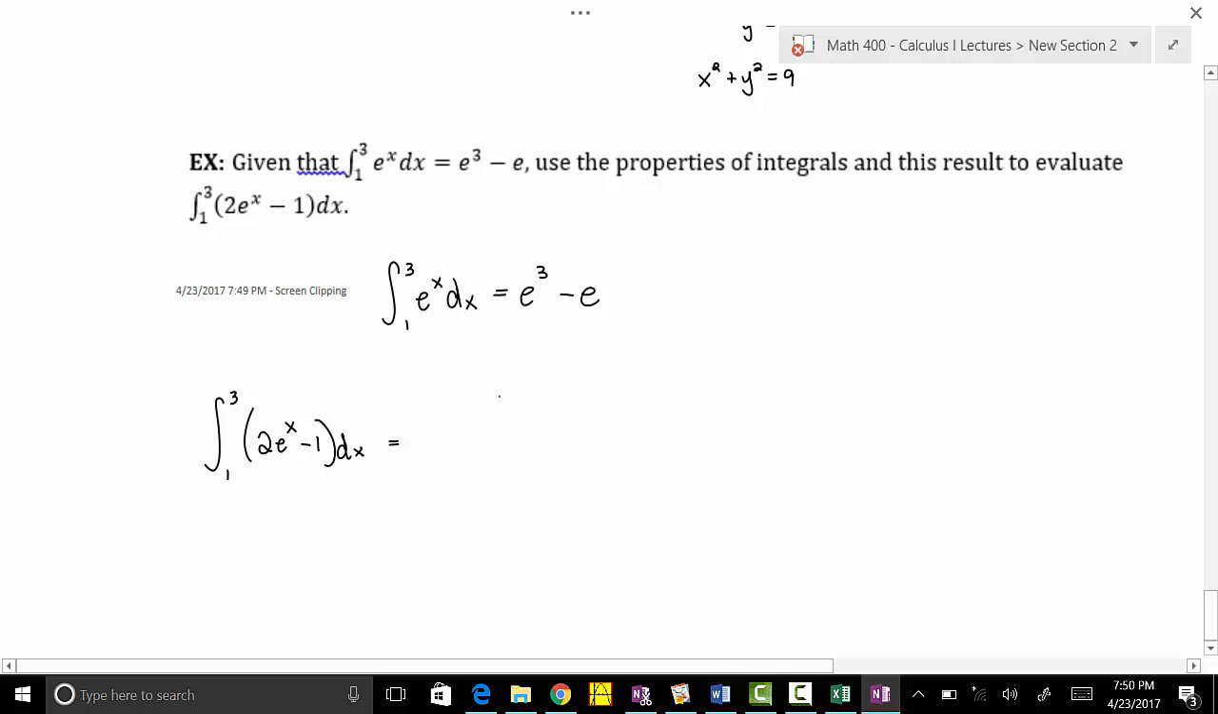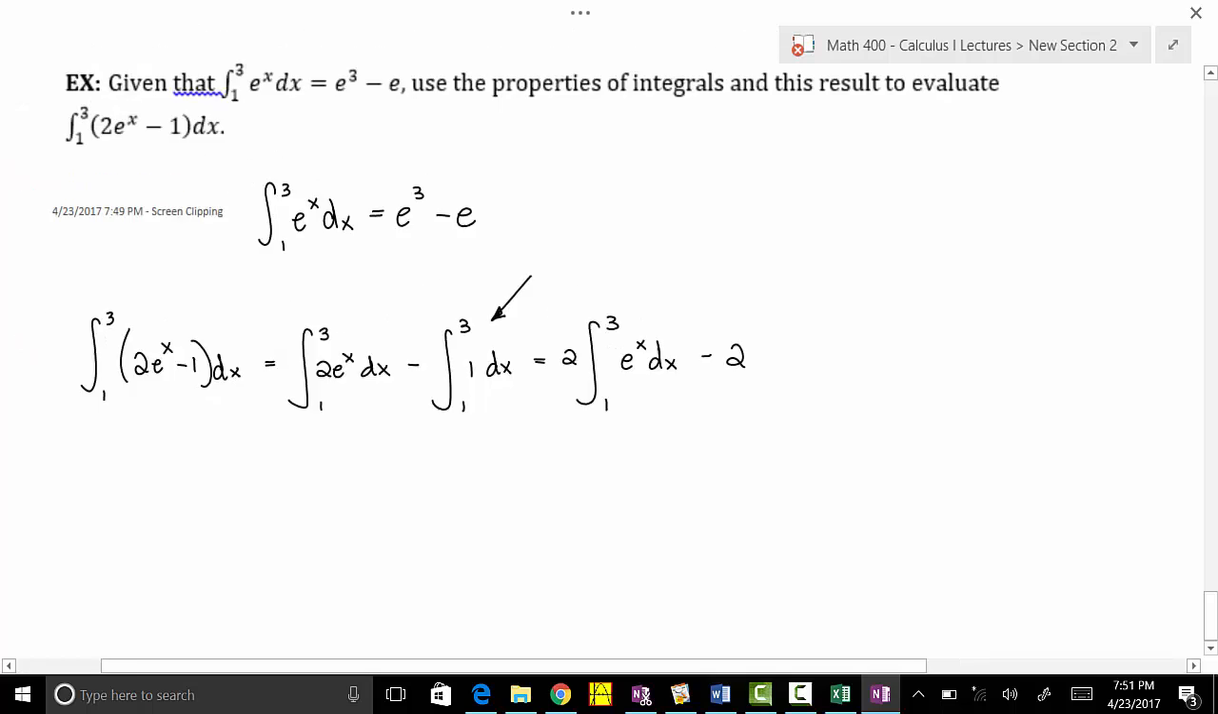I can break this into the sum of two integrals. So the integral of 2e to the x from 1 to 3 dx, and then minus the integral of 1 from 1 to 3 dx. Of course, that 2 can be factored out of that first integral. That's 2 times the integral from 1 to 3 of e to the x dx. Minus, and we just did one similar to it, you have a width of 3 minus 1, or 2, times the height of 1, so it's just an area of 2.